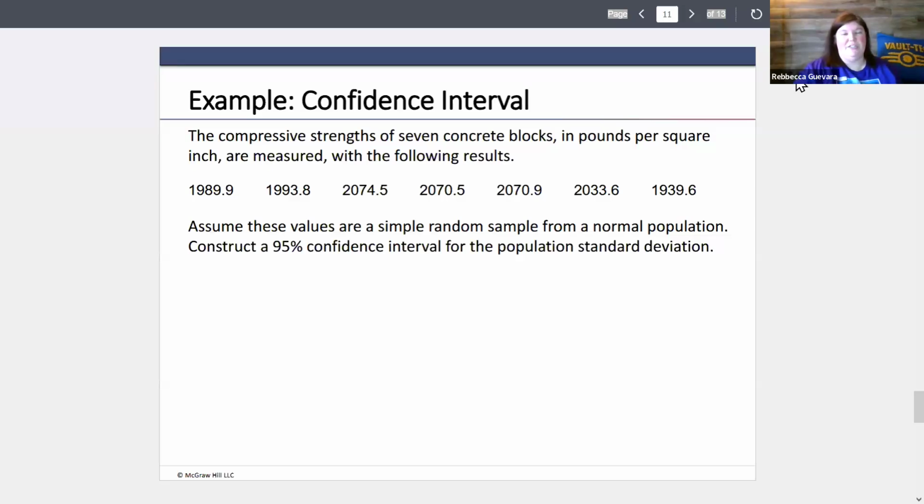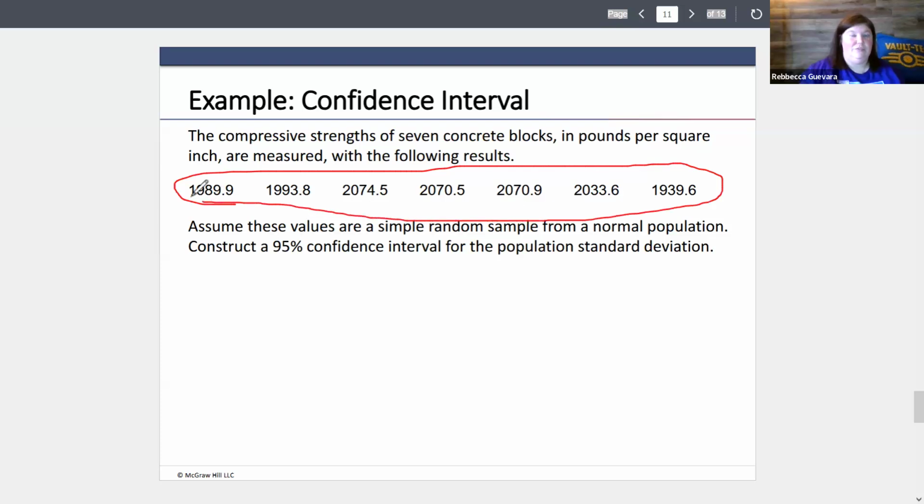So with this section, it likes to force you to go back to some older stuff here. The compressive strength of several concrete blocks in pounds per square inch are measured in the following results, which we all see right here. So those are the different strengths. Assume these values are a simple random sample from a normal population. We want to construct a 95% confidence interval for the population standard deviation.